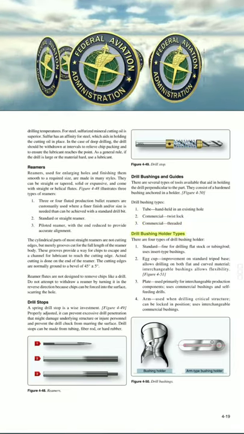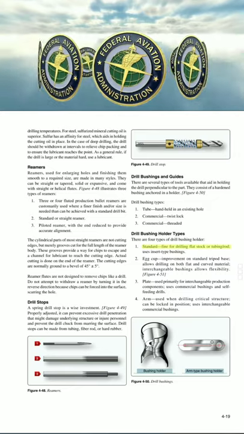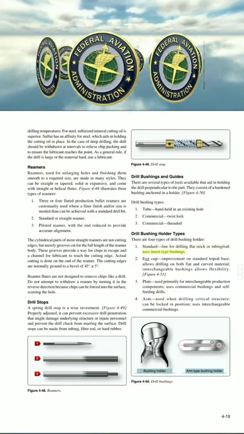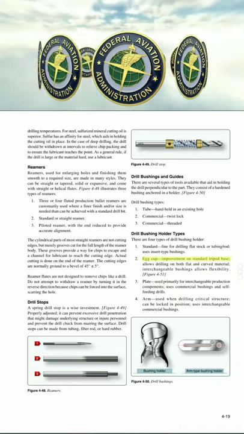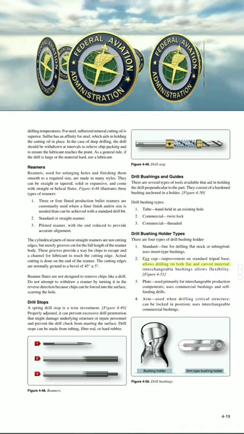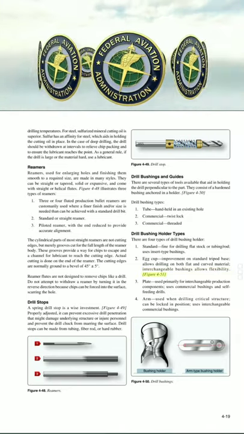Drill bushing holder types. There are 4 types of drill bushing holder. 1. Standard type for drilling flat stock or tubing/rod. Uses insert type bushings. 2. Head cup improvement on standard tripod base. Allows drilling on both flat and curved material. Interchangeable bushings allow flexibility. Figure 4-51.